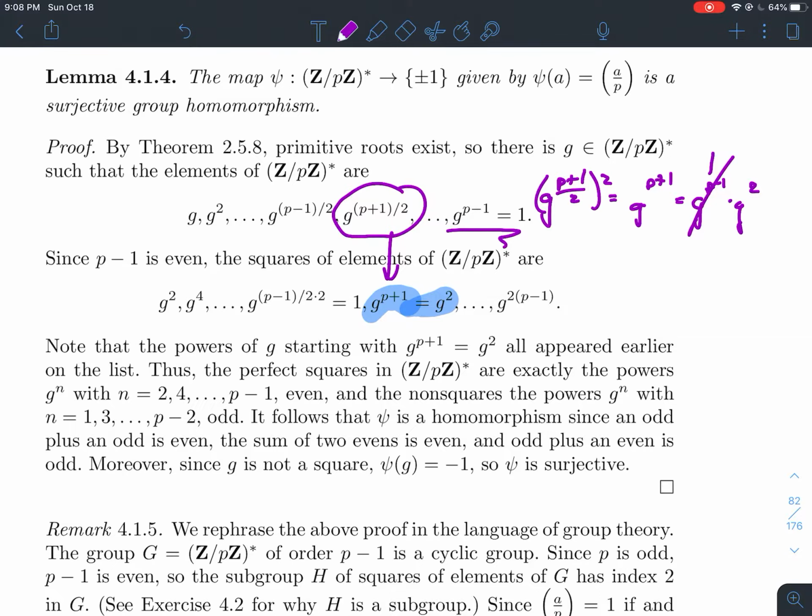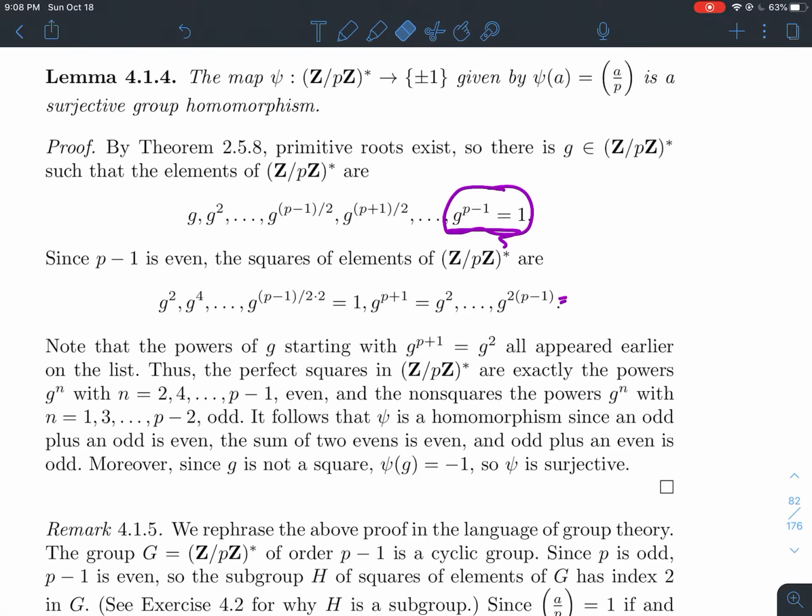And then this very last one down here, G to the 2P minus 1, that's what you get if you square this equation right here. So I'll undo some of this so you see what I'm referring to. If you square what's circled in purple now, you should get 1. So G to the 2P minus 1 should be 1. So what's the point then? My point is that from this point onward, the list just repeats itself. So in this case, the perfect squares are just the powers of G that have an even exponent, an even n as an exponent.